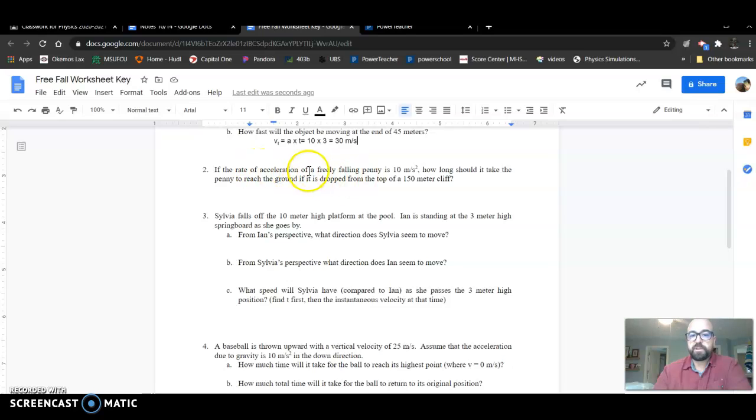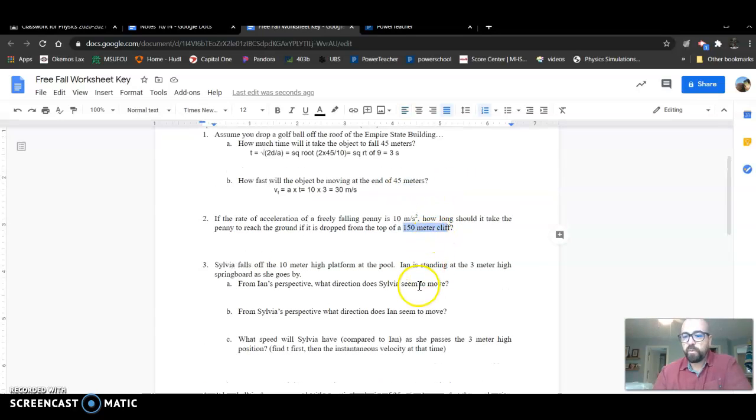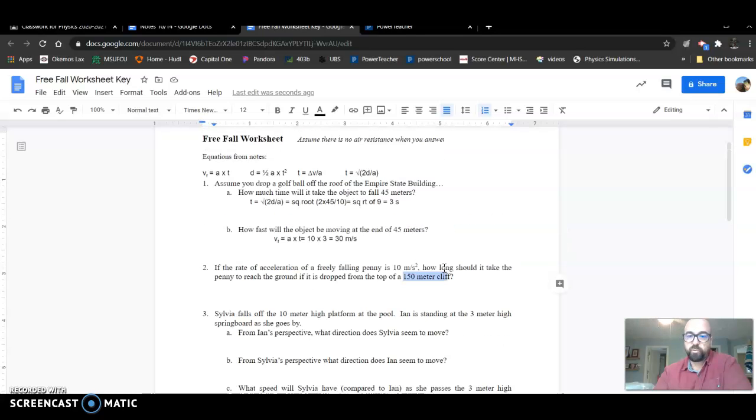So those ones, if you figure out which formula, then they become pretty easy to use. Rate of acceleration of a freely falling penny is 10 meters per second squared. How long should it take the penny to reach the ground if it's dropped from a 150-meter cliff? One thing that was curious to me when I was looking through these is some people did this right, and then for this one they did 150 divided by 10, which is 15 seconds, which is wrong.